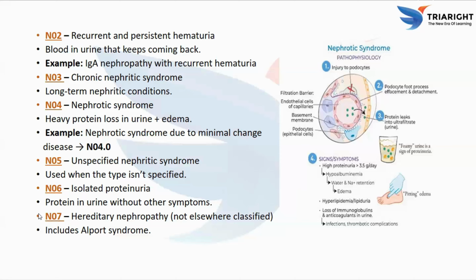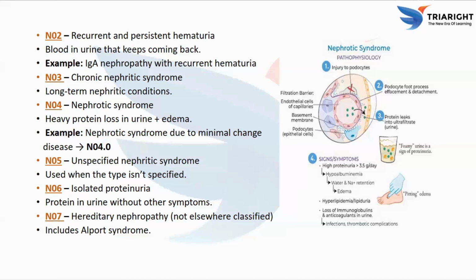So next is N07, the hereditary nephropathy. So what is hereditary nephropathy? A kidney disease due to genetic causes. This also includes the Alport syndrome, which results in progressive hearing loss and also kidney failure.